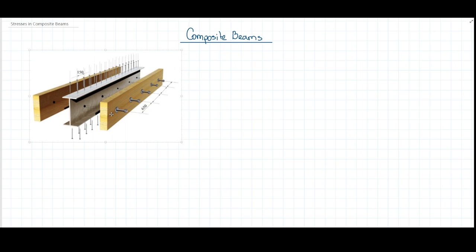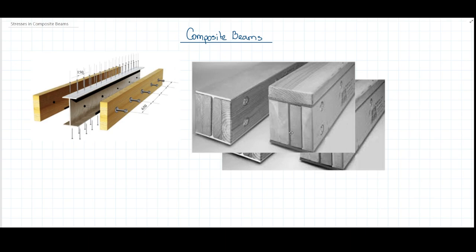Also, you can find composite beams such as those formed by concrete and steel. Also, you have composite beams formed by steel or aluminum with some insulation in the middle between those two parts, for example, in this case. Also, this is an I-beam, and then you have these wooden parts here. So this is a nice representation.